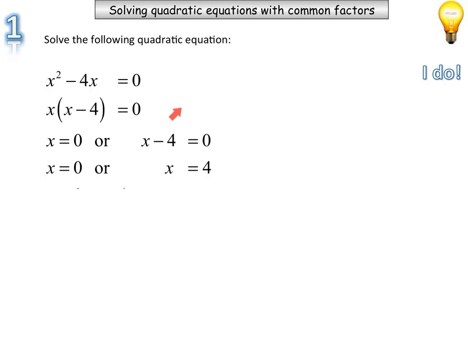As we get that negative 4 to the other side, it becomes a positive. So we have 4. So x is equal to 0 or 4.